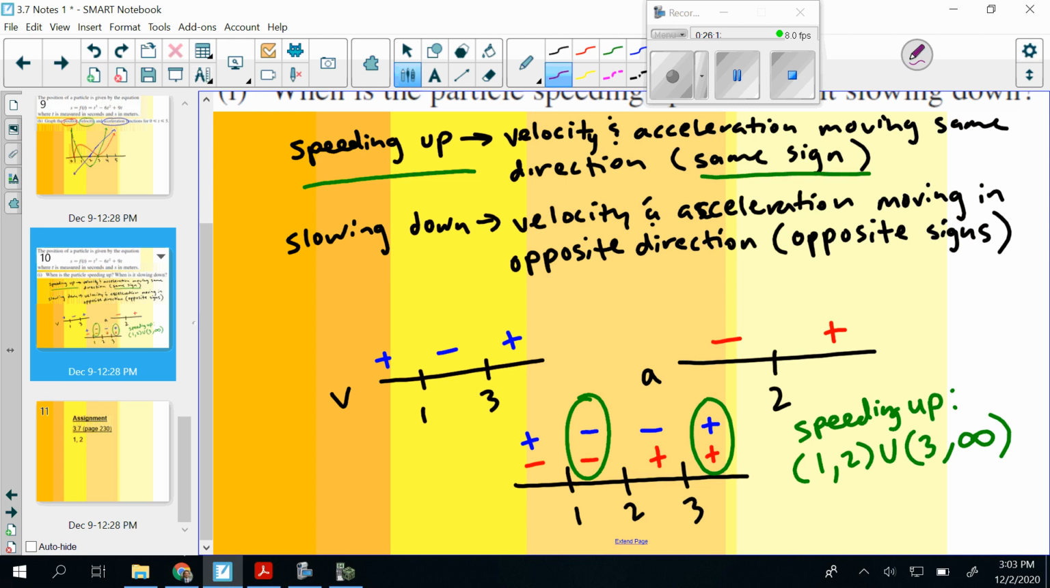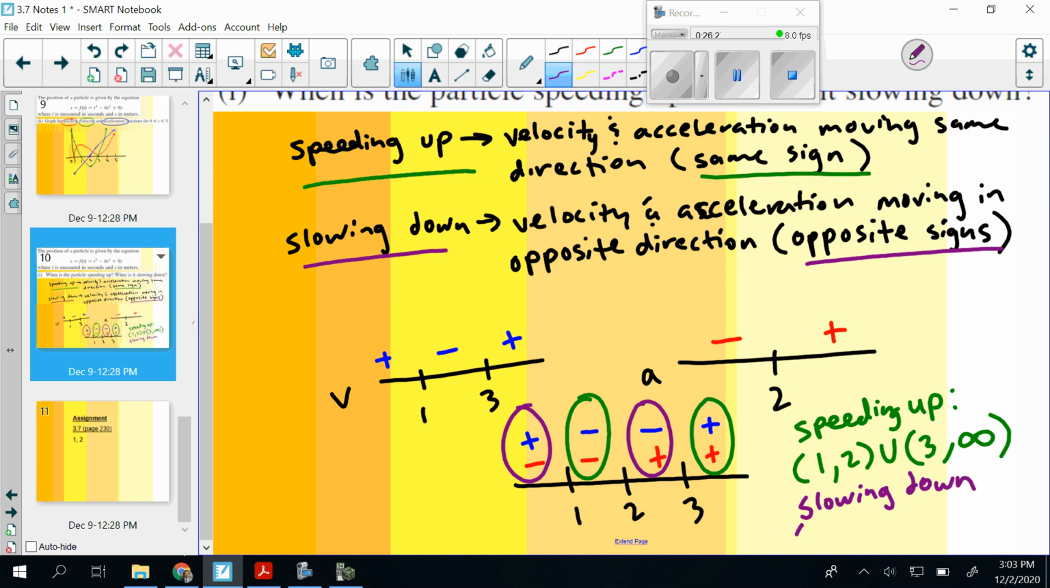Okay, when is it slowing down? Slowing down is when you got opposite signs. That's when we're slowing down. So opposite signs are in these two areas. So it's slowing down here between 1 and 2 seconds, and also slowing down between 2 and 3 seconds. Okay, so that's when it would be slowing down.